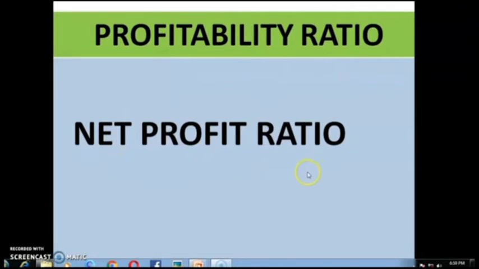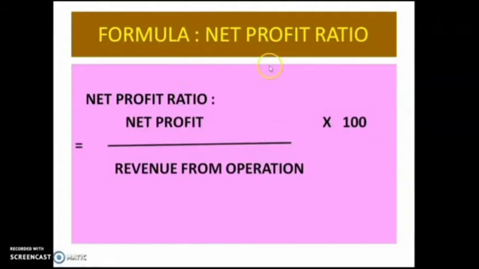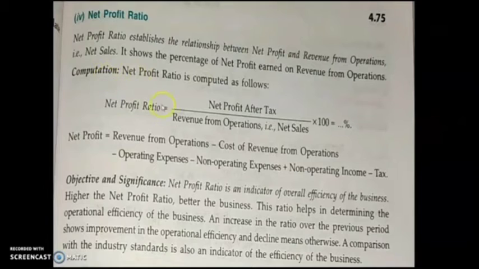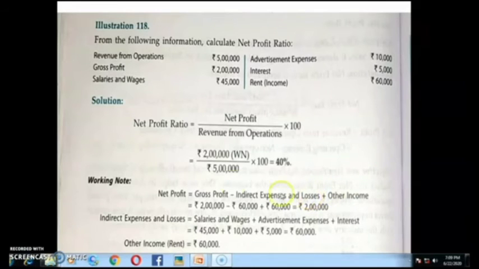Net profit ratio. The formula to calculate net profit ratio is net profit divided by revenue from operation into 100. If you look here, the expression of net profit ratio is in percentage, and the formula to calculate net profit is revenue from operations minus cost of revenue from operation minus operating expenses minus non-operating expenses plus non-operating income minus tax. Okay, now let us do one more problem.